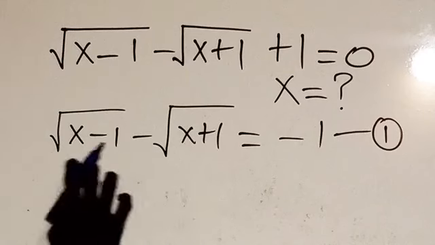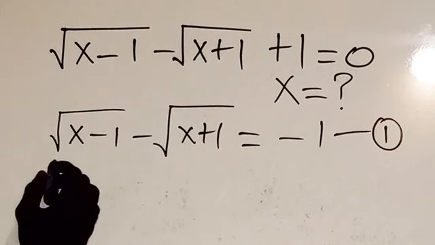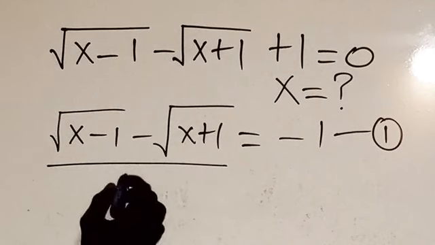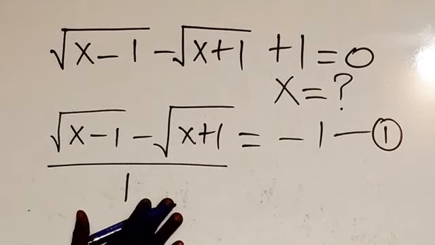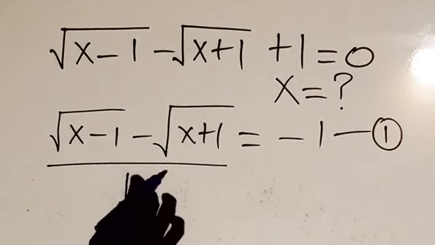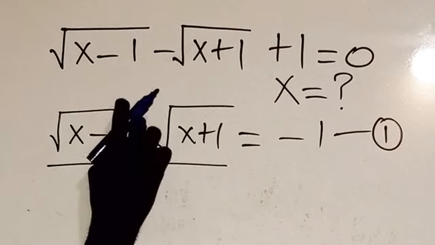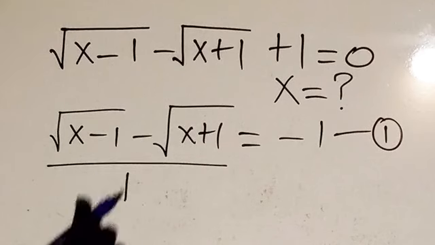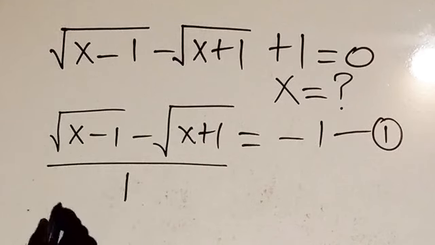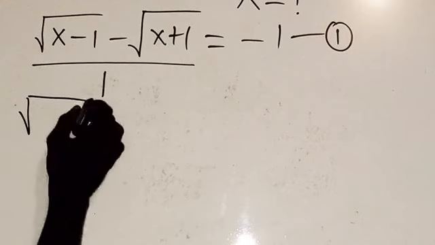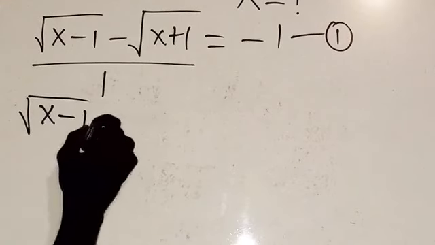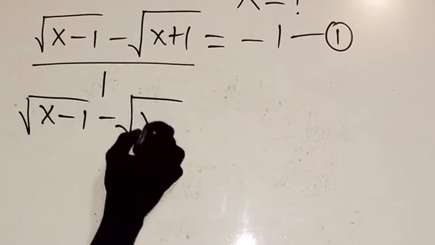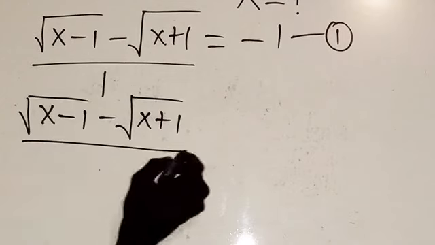This one here, I want to rationalize. So let me write this as over 1. If I write this as over 1, I'm going to rationalize this numerator. Are you getting it now? So if I rationalize the numerator, I'm going to have this: minus square root of x plus 1 over 1.